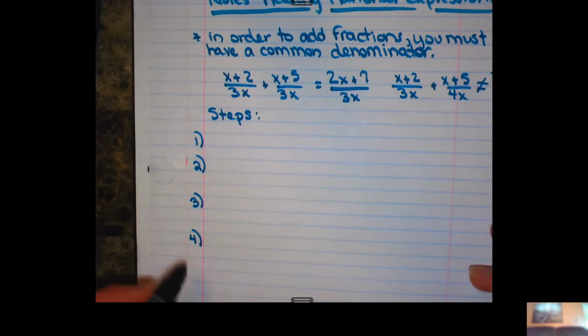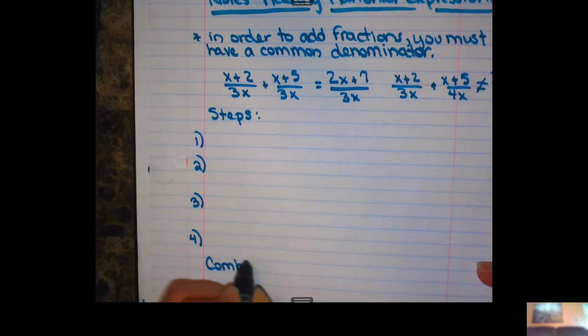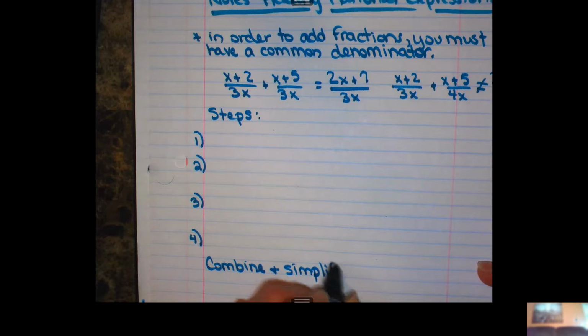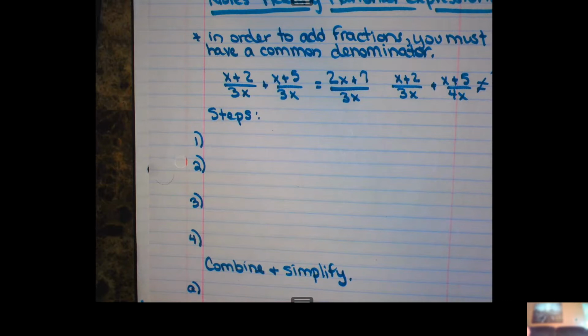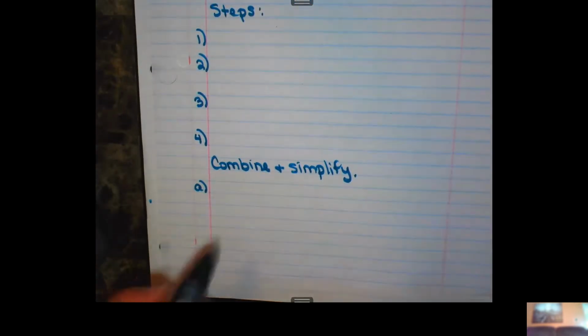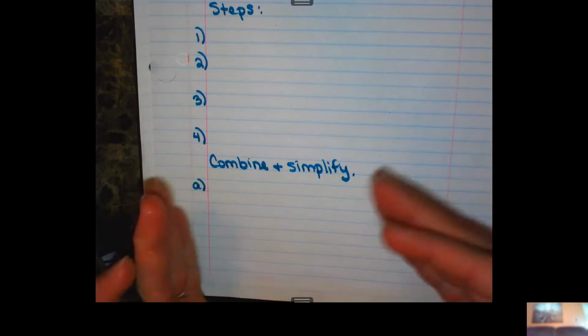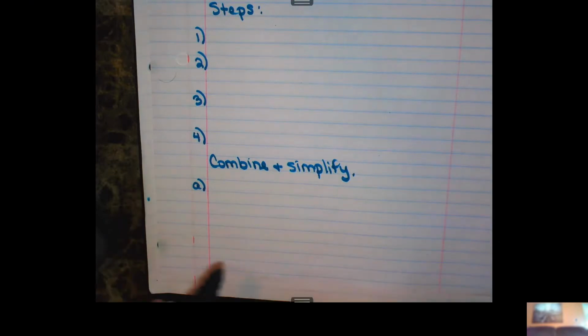So I'm going to go ahead and do some examples. I'm going to put here combine and simplify. That's our directions. Combine and simplify. So I'm going to do example A as we are doing our steps. So let me just shift this up a little bit. Here's the example we are doing. And if you could leave some room around it, I'm going to write this really big, but I'm going to leave some space around it.